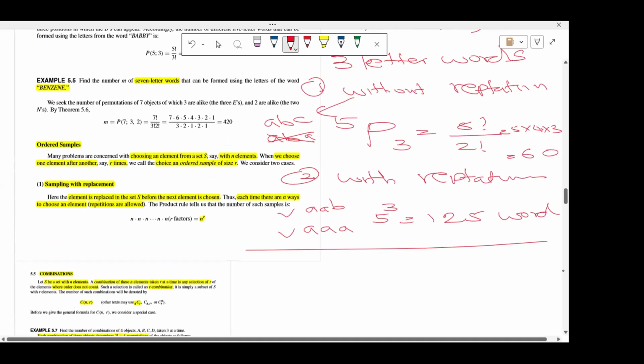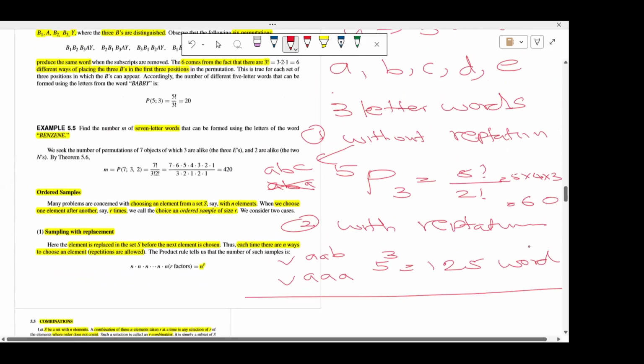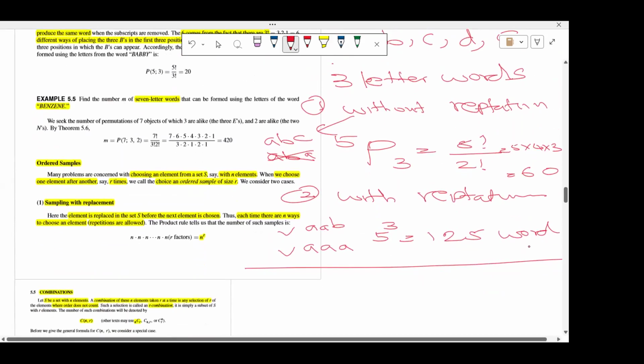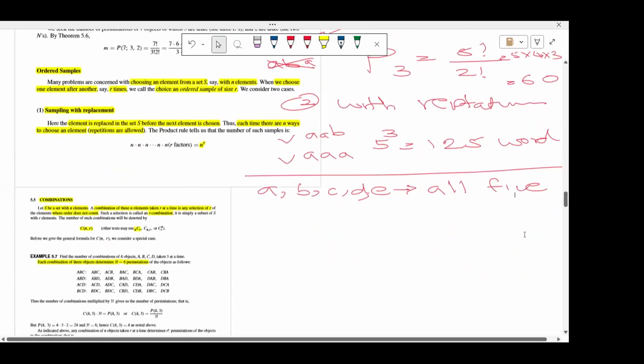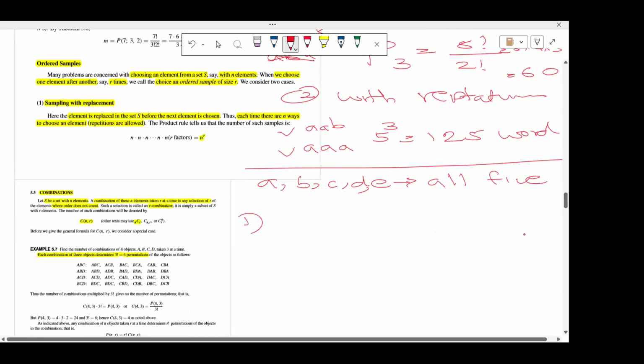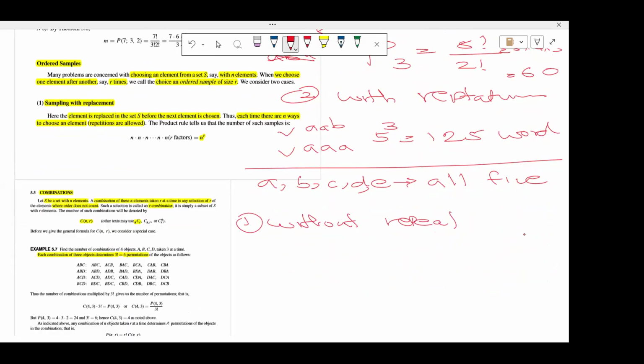This is the first scenario. In the same example, we have five letters A, B, C, D, E. By utilizing all five letters, how many words can we generate without repetition? My first question: without repetition, how many five letter words can we generate?